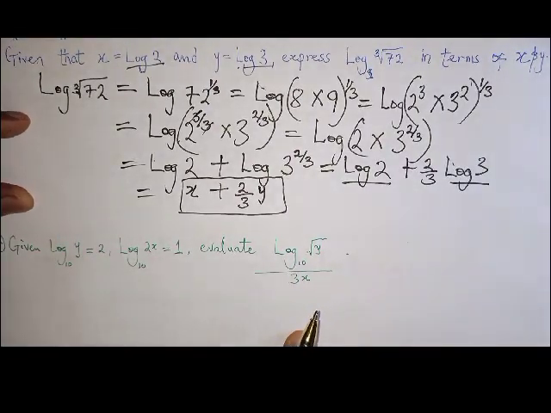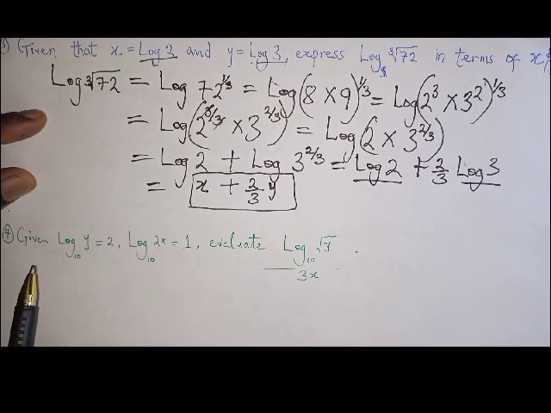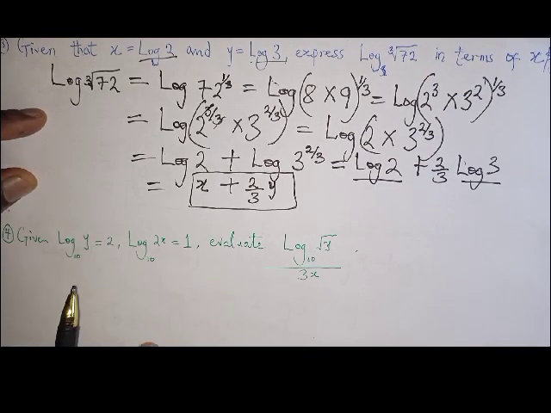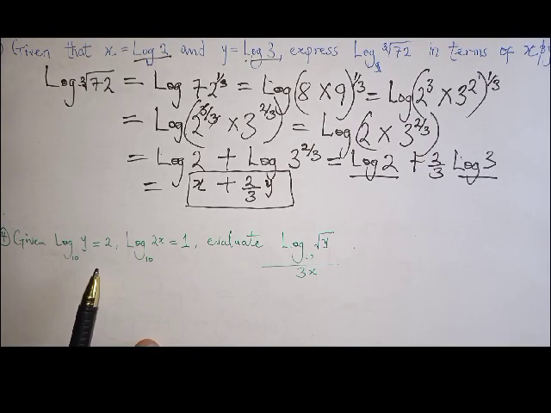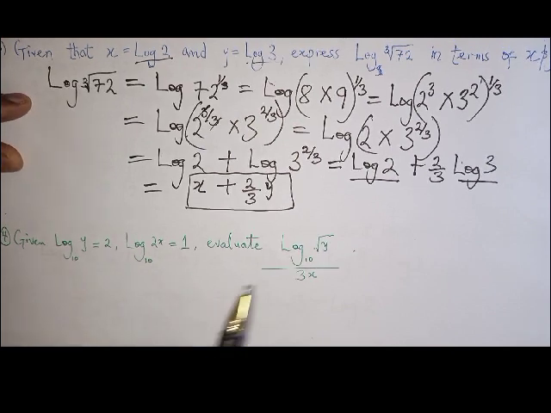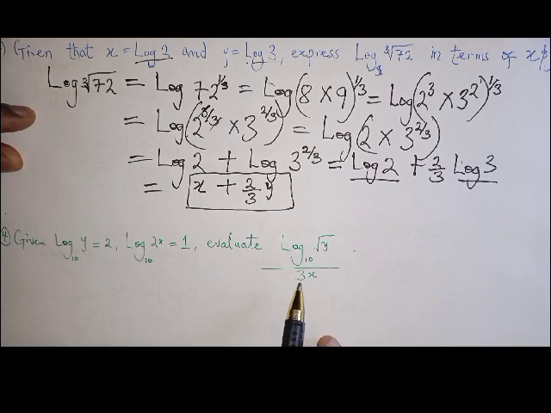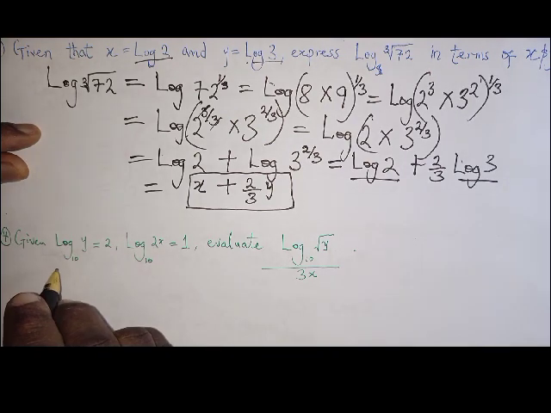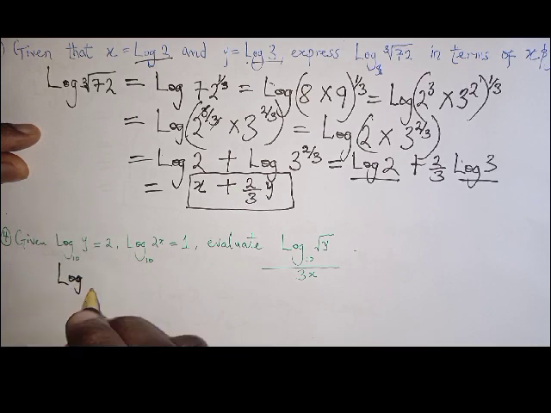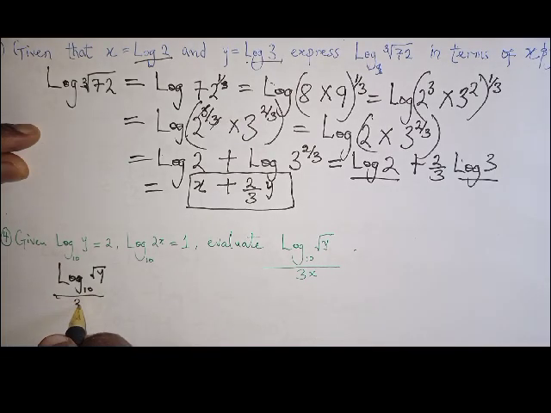Then the final problem we're going to solve today, the question says, given that log y in base 10 equals 2 and log 2x in base 10 equals 1, evaluate log the square root of y in base 10 all over 3x. So this is also another very simple problem. What we just simply need to do here is to, first of all, try to say log square root of y in base 10 all over 3x.